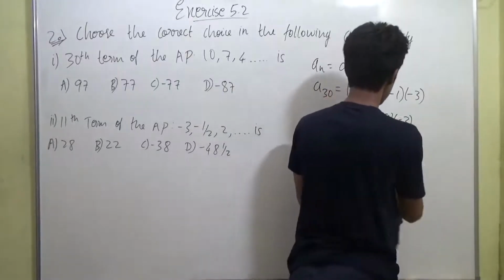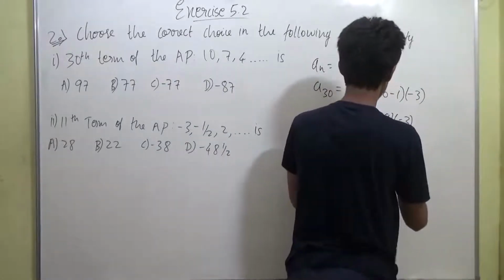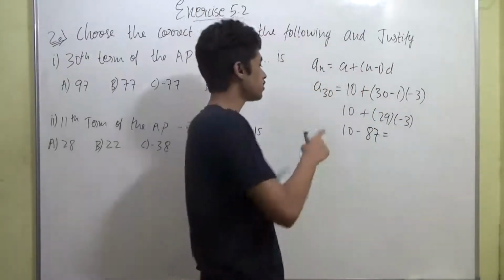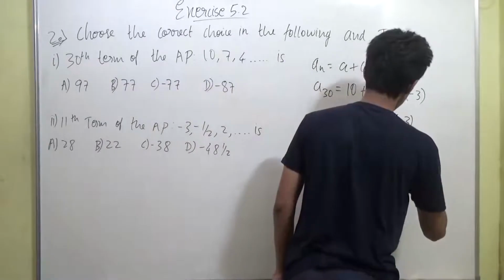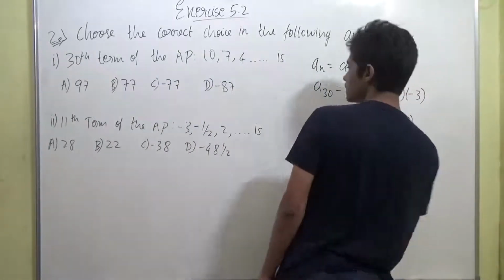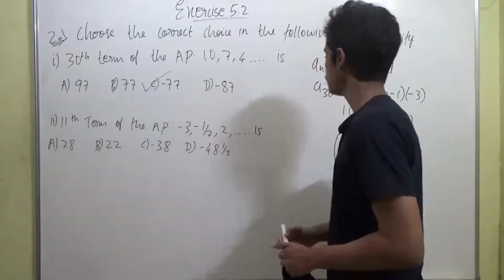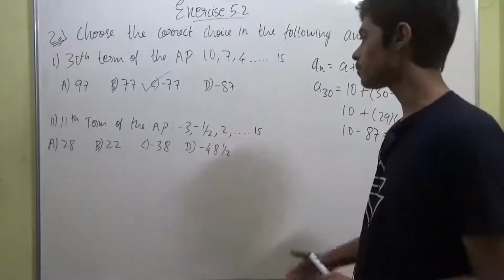Because minus 3 into 29 is minus 87. So 10 minus 87 is going to give you minus 77. So minus 77, which option is correct? It's option number 3, right, guys? Now let's go to the second sub question.